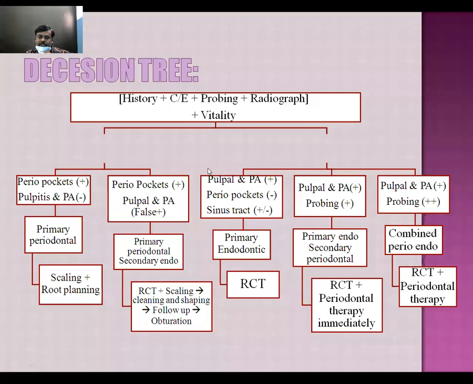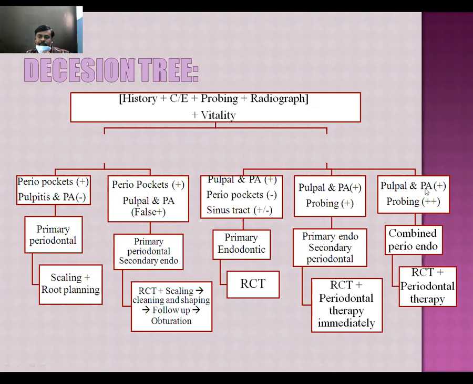So such cases indicate there is an involvement of primary endo without any periodontal structures. So such cases should be treated with root canal treatment. If there is a presence of pulpal and periapical pathology along with deep periodontal pockets, that is primary endo and secondary perio. So such cases should also be treated with a root canal followed by periodontal treatment.